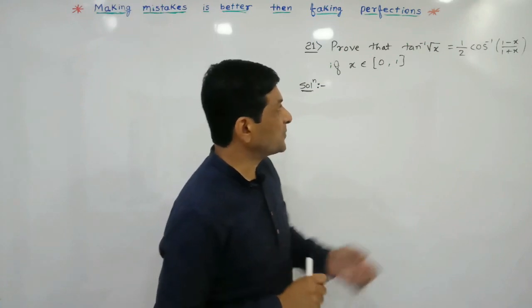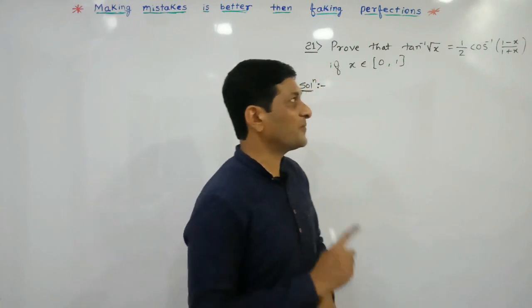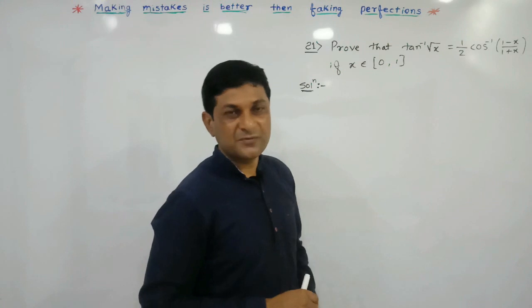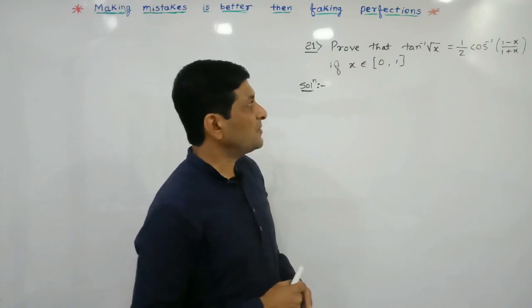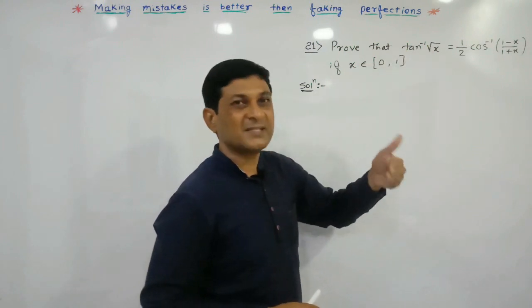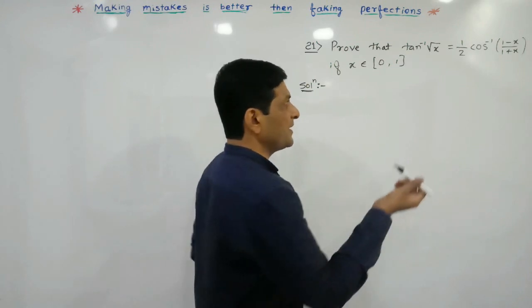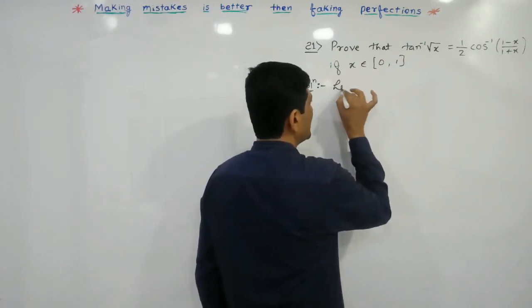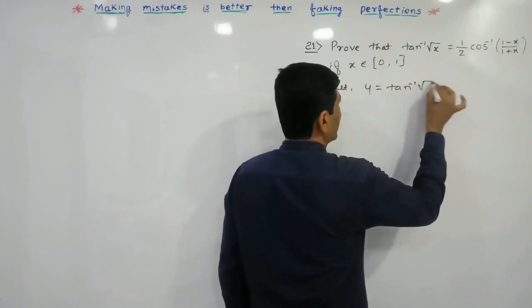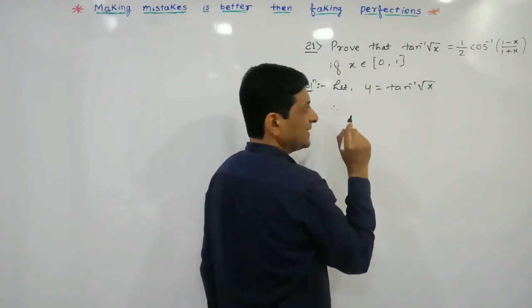In this case we have to prove that tan inverse of root x is equal to 1 by 2 cos inverse of (1 minus x upon 1 plus x), if x takes values in the interval 0 to 1. So first we denote tan inverse of root x by, say, theta, or let us denote it by y. So let y equal tan inverse of root x. I am simply denoting the left hand side by y.